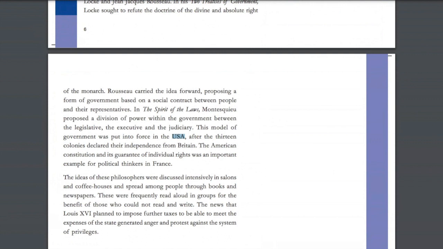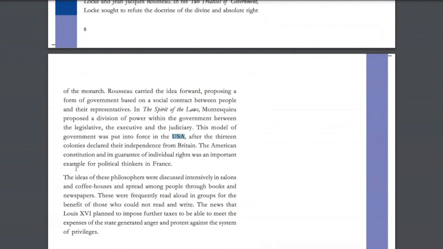The USA had recently gained independence because France had helped the 13 American colonies to gain independence from Britain. So, since the USA had recently gained independence, they thought that this model of government, which was the constitutional government, should be put into practice there.